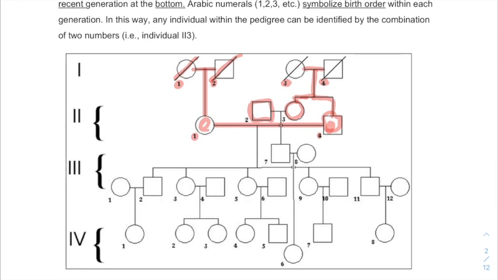We can now use these together. So 2, 3 would be generation 2. Number 3, we'll be talking about that individual there. Okay, so that's sort of how this chart can be useful.